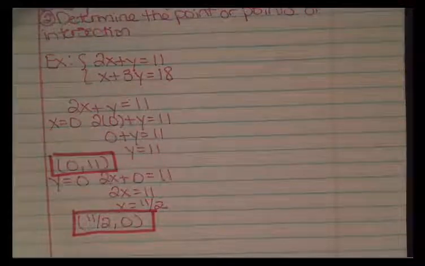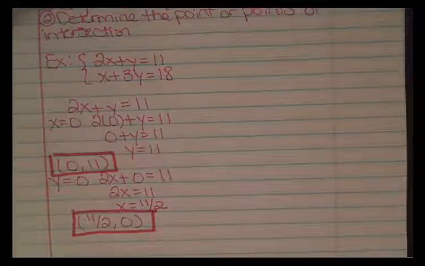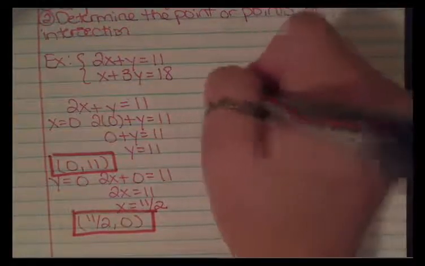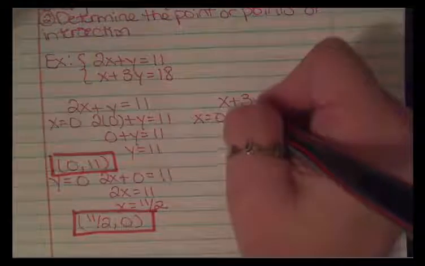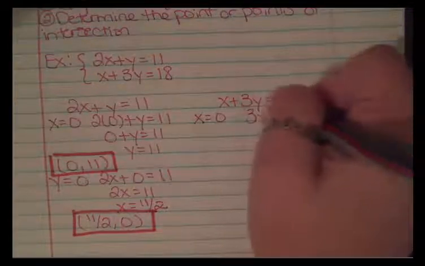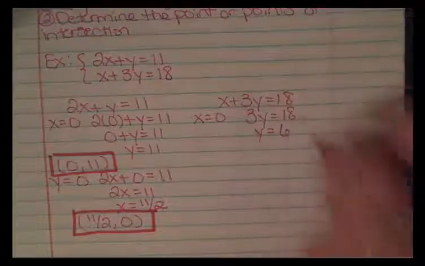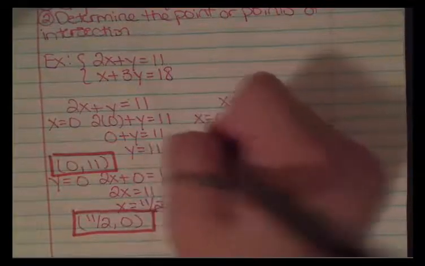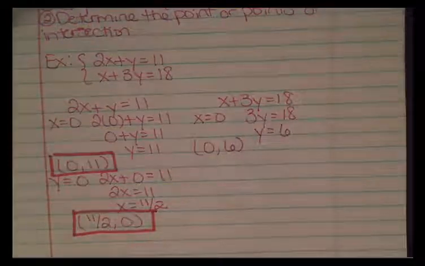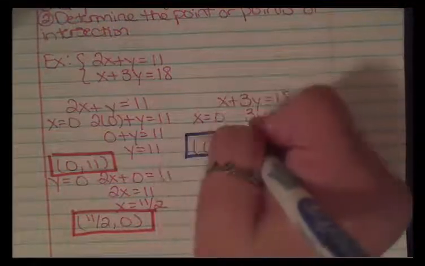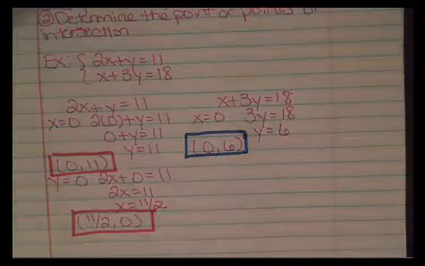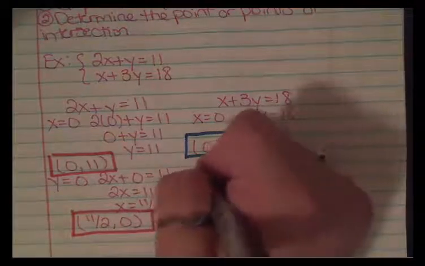But that's only half of our problem, because when you're dealing with systems of equations, you're going to have 2 equations. So now it's time to look at our second one, which is x plus 3y equals 18. So I'm going to have x equals 0. That's going to leave me with 3y equals 18. y equals 6. So my first point will be 0, 6. I'll go ahead and box this. This will be my blue line.